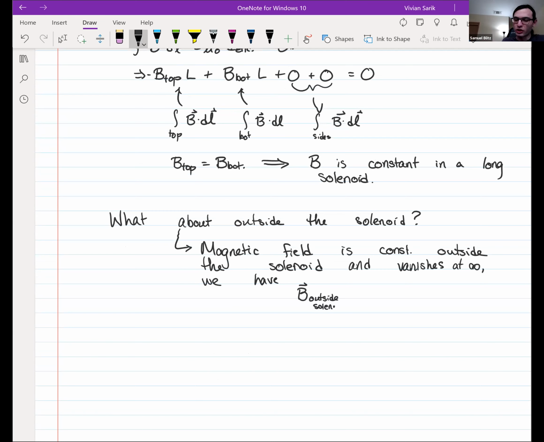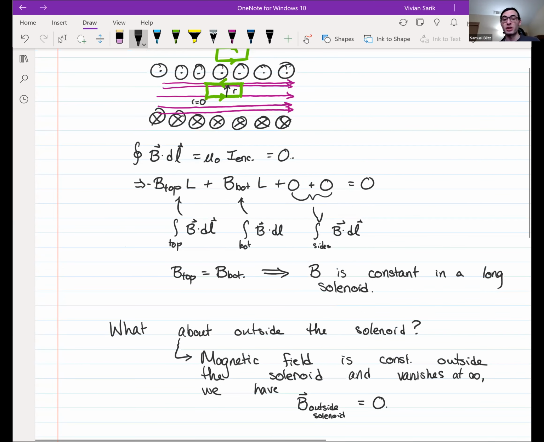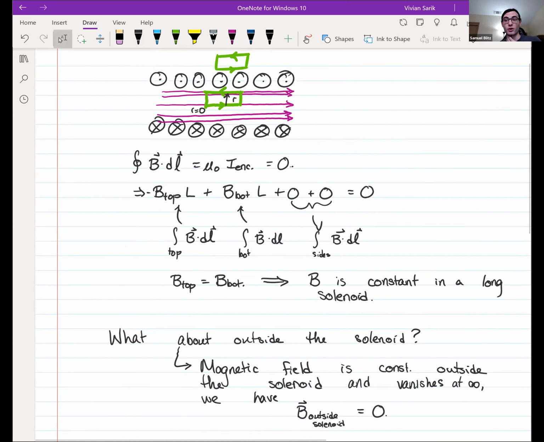Now, again, this is only true for an infinitely long solenoid, but this is a very, very simple approximation that we can make, and it's a good approximation. Like if you have a long solenoid, the magnetic field outside that solenoid is going to be very small.